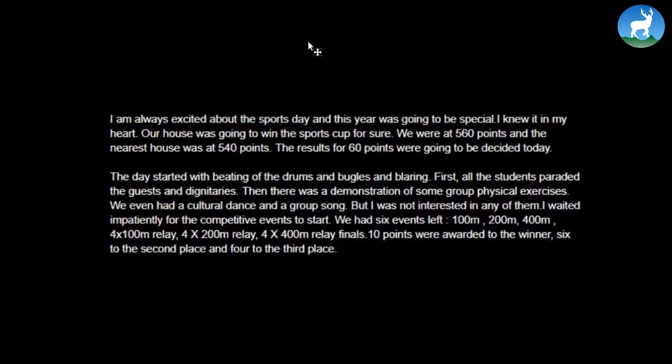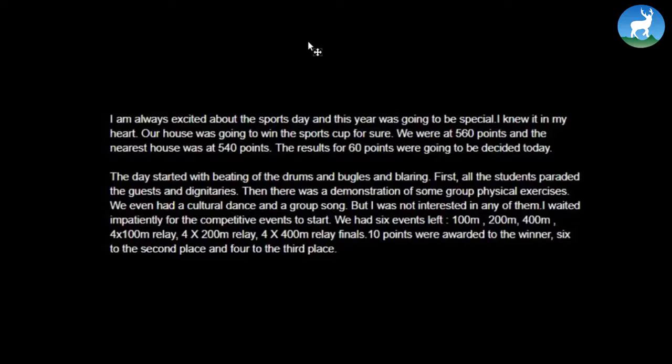The day started with beating of the drums and bugles blaring. First, all the students paraded the guests and dignitaries. Then there was a demonstration of some group physical exercises. We even had a cultural dance and a group song. But I was not interested in any of them. I waited impatiently for the competitive events to start.